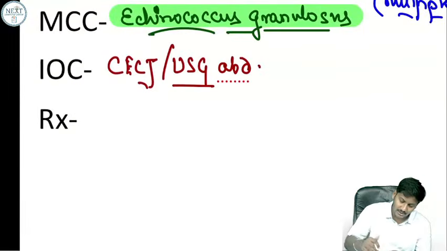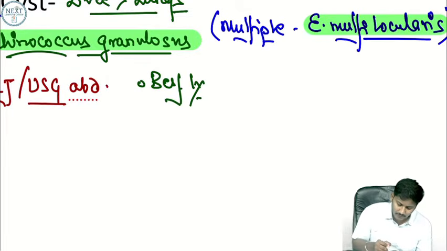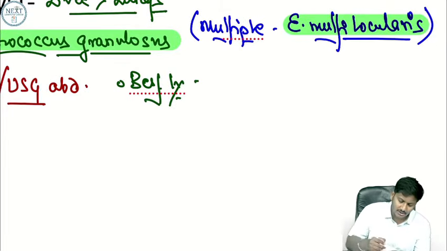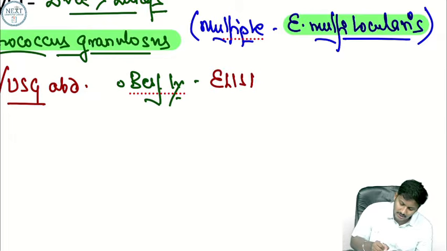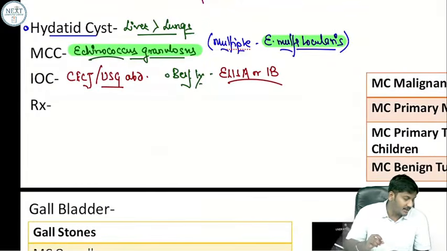Next important is the best investigation which will be done to confirm the diagnosis. We know that dog tapeworm cannot be cultured. If it cannot be cultured, the best investigation is serology, that is ELISA or immunoblot. So ELISA or immunoblot is considered the best investigation to confirm a diagnosis of hydatid cyst. That is important.